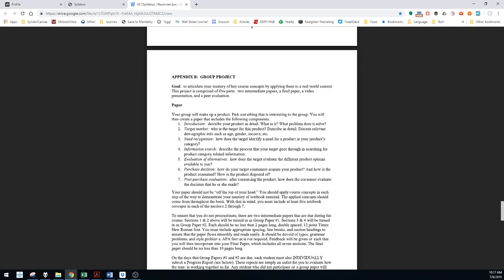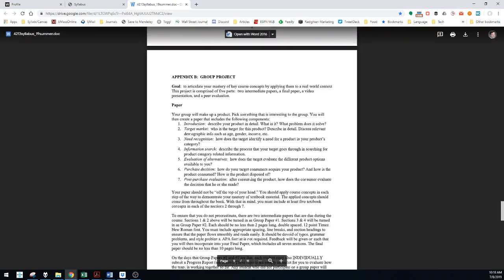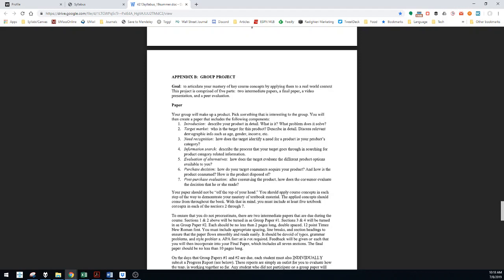Evaluation of alternatives. How does the target evaluate the different product options available to them, okay? Do they evaluate it based on price, based on quality, based on influencers? There's a million different ways you can go with that, okay? Purchase decision. How do your target consumers acquire your product? Do they buy it from you? Do they buy it from retailers? How does that work? How is a product consumed, and how is a product disposed of?